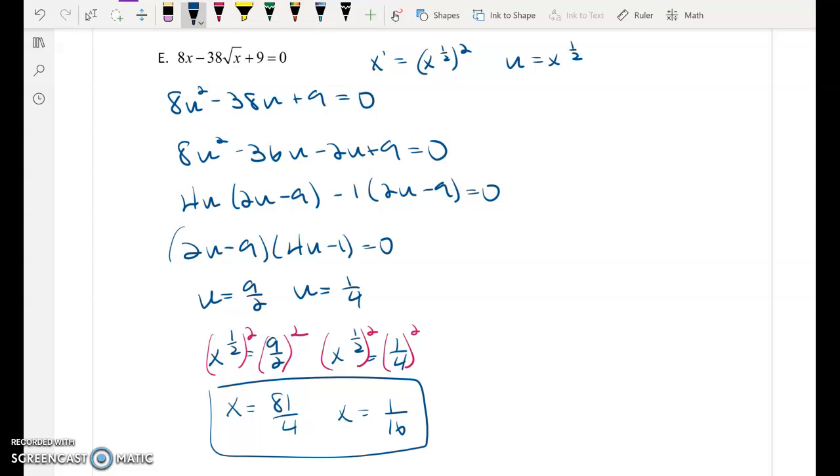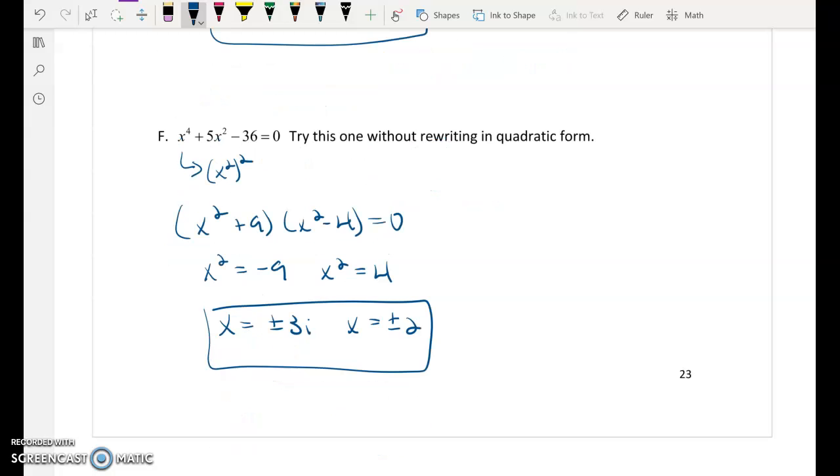For the first one, you should end up with the two solutions of x equals 81/4 and x equals 1/16. The substitution here was u equals x to the 1/2. Substitute that in, factor, and then solve, and then unsubstitute. That's your last step. So if you want to pause the video, you can work on the last one and then play it when you're ready.